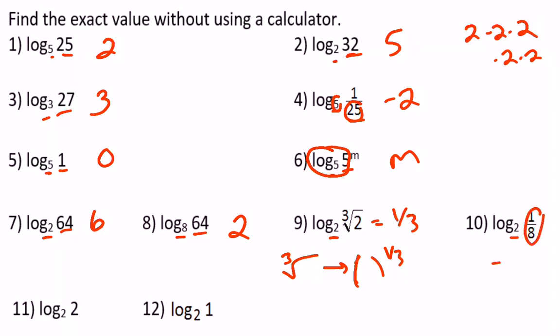What power of 2 gives you 1 over 8? The fraction means it's going to be a negative, and 2 to the 3rd gives me 8. What power of 2 gives you 2? 1. What power of 2 gives you 1? 0. And that's it for that section.